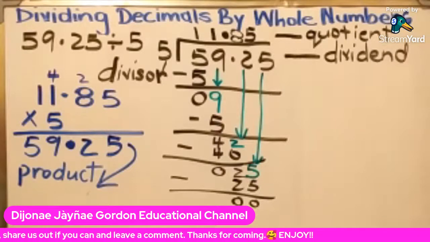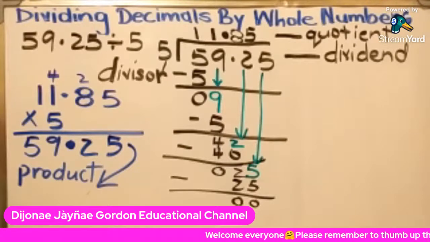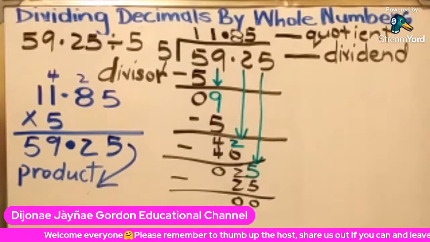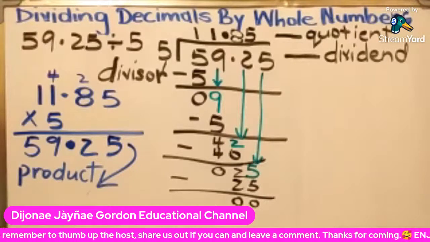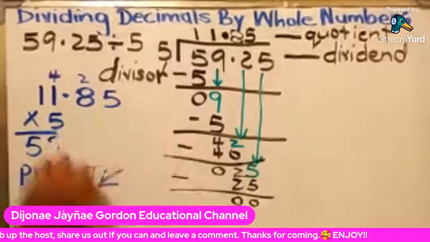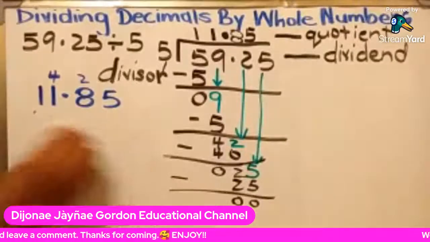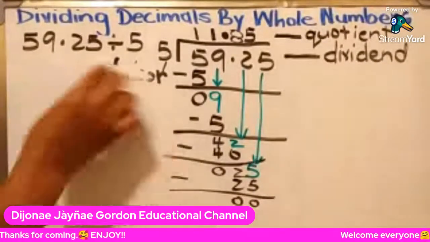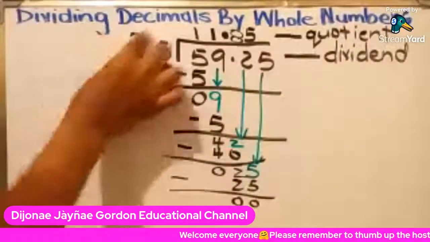All right, so look at the problem, and let me know if you are understanding so far. All right, so for the persons who are just coming on in, we are doing division, and of course, we're dividing decimals by whole numbers. All right, I'm going to erase this and take the last problem. So we're going to work the last problem. And of course, guys, thank you so very much for coming on in, and thank you for making it Dijonae's Educational Channel. So I am erasing this one.